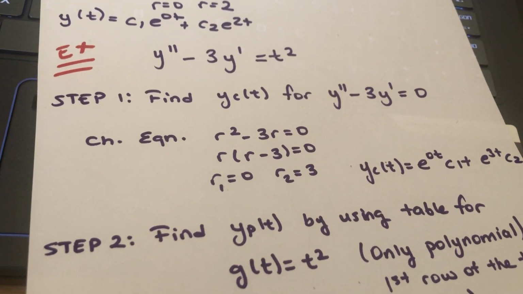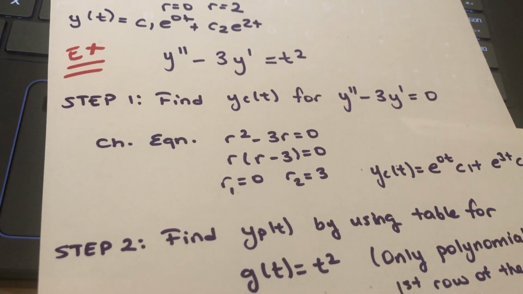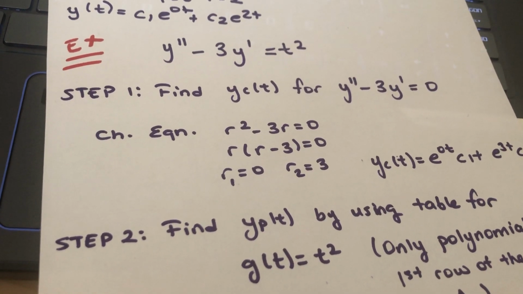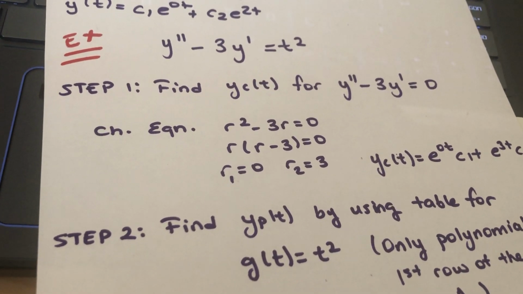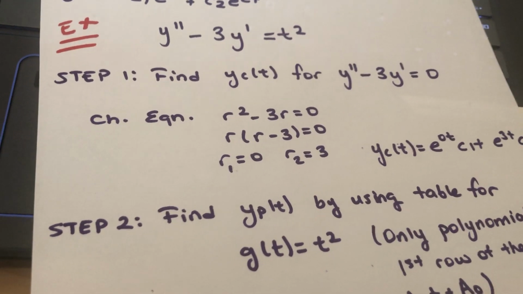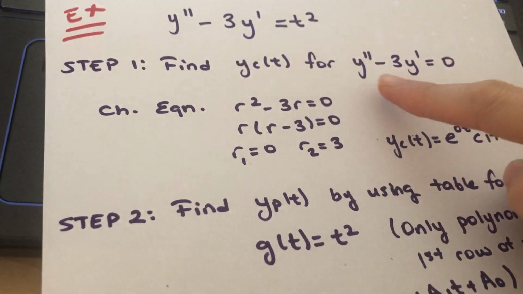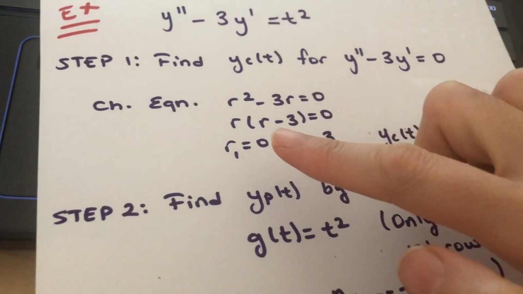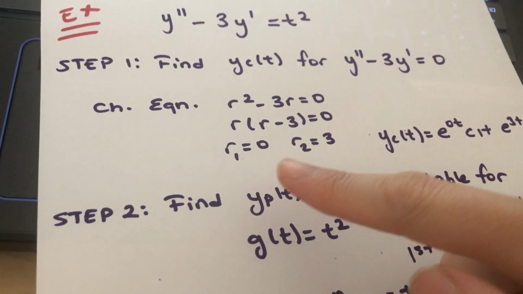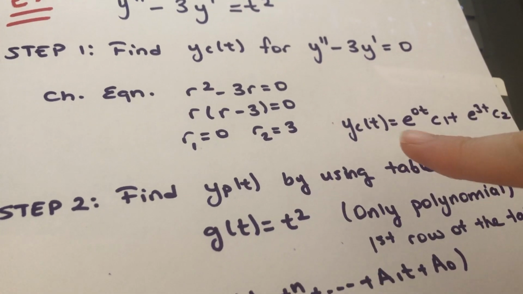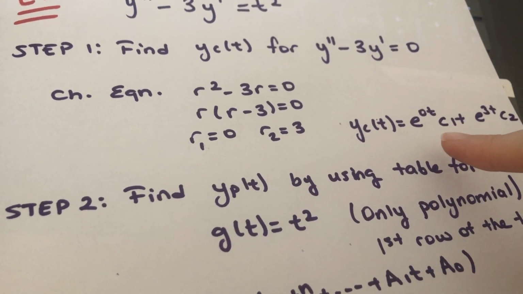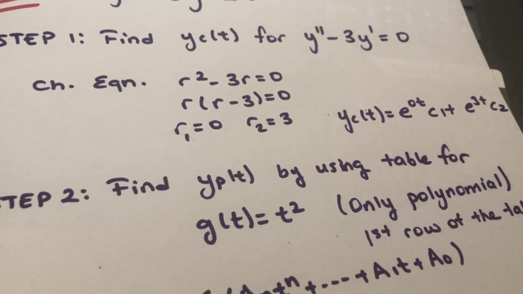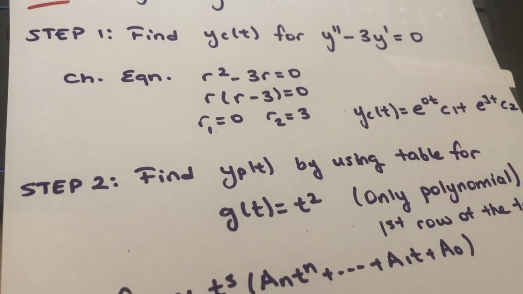So complementary solution, if the right hand side is 0, what is the solution for the left hand side? And you know that this is just constant coefficient, so we can solve it by using the characteristic equation. And the characteristic equation for this y second derivative minus 3y derivative is r squared minus 3r equals 0. And if you factor it out, you can find the roots as 0 and 3. And you can write the complementary solution as c1 e to the 0t, which is 1, plus c2 e to the 3t. So you already have the complementary solution.